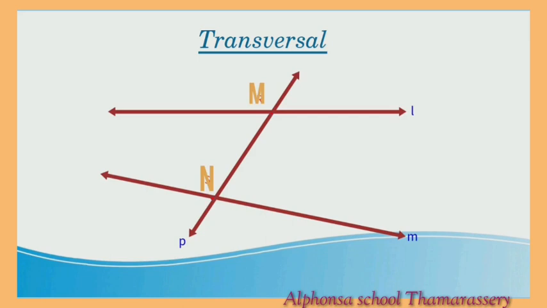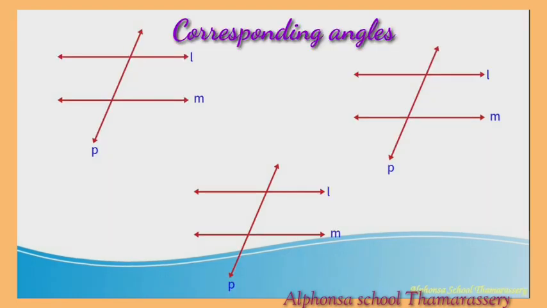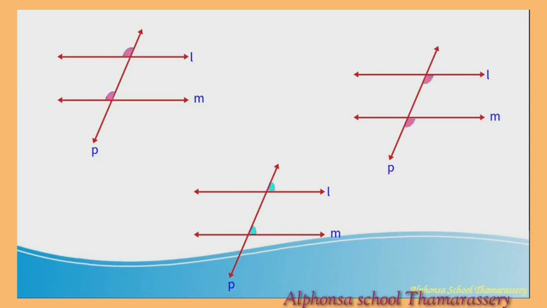When a transversal intersects two or more lines, it makes different kinds of angles with those lines. Lines L and M are cut by a transversal P. The 8 angles marked 1 to 8 have their special names. Let us see what those angles are. Corresponding angles. We know that corresponding angles are on the same side of the transversal and they have different vertices. They are in corresponding positions related to the two lines.